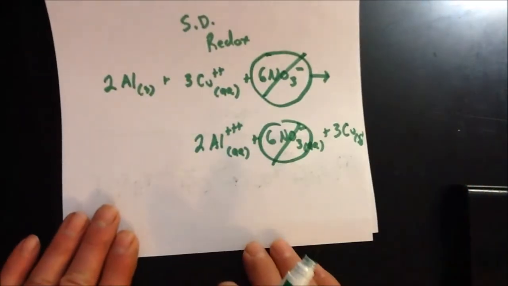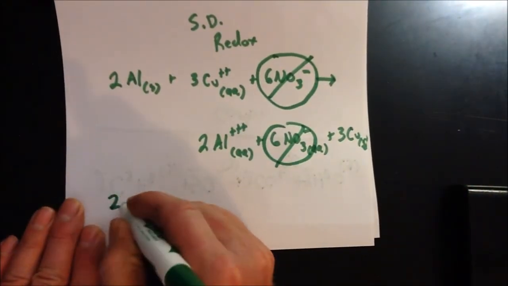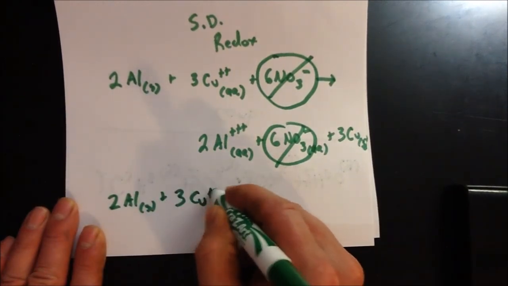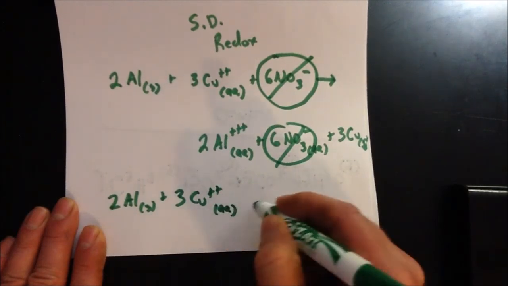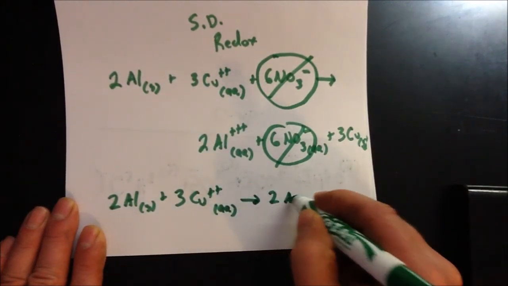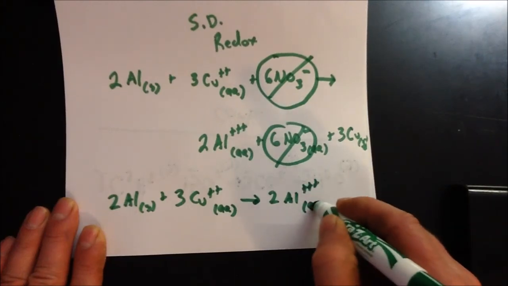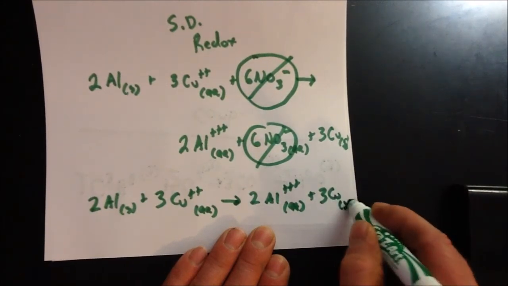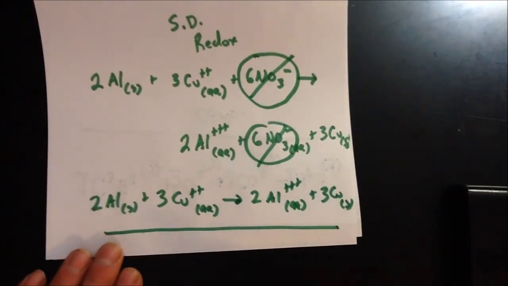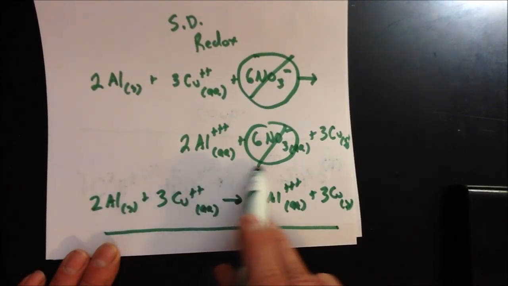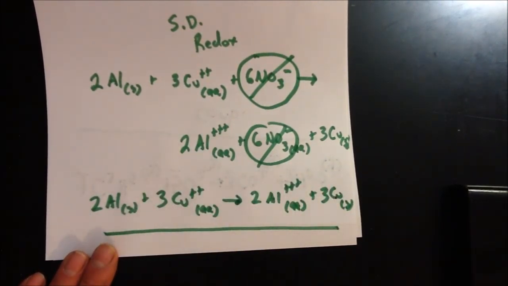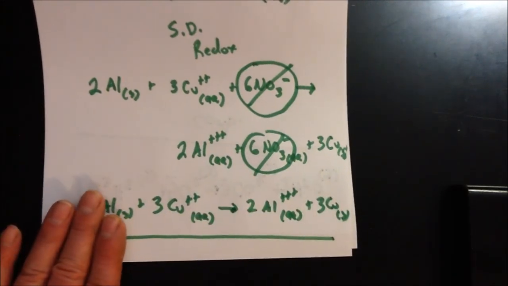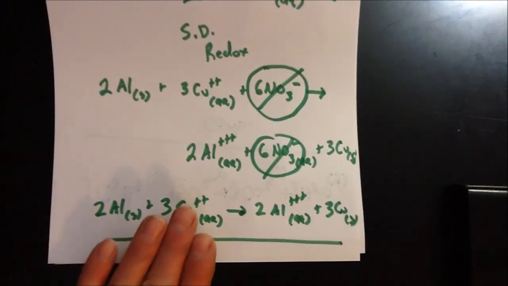We're going to leave those out, and we're going to rewrite this equation as 2 Al solids plus 3 copper 2 plus aqueous ions, forming 2 Al 3 plus aqueous ions and 3 Cu solids. So here is my net ionic equation, and it gives me a picture of copper being reduced and the aluminum being oxidized when I take a look at that net ionic. Now again, if I took the coefficients out, I go through how to balance those by half reactions in that other video, so feel free to check that out.